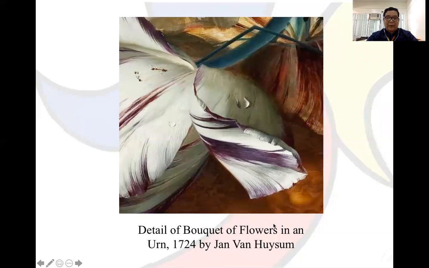Okay, so for example, we have here the details of a bouquet of flowers in an urn. This is a painting on an urn in 1724 by Jan van Huysum. If you could see the detail, the texture is very detailed, and when you look at this one, it looks realistic. Okay, the details are realistic.